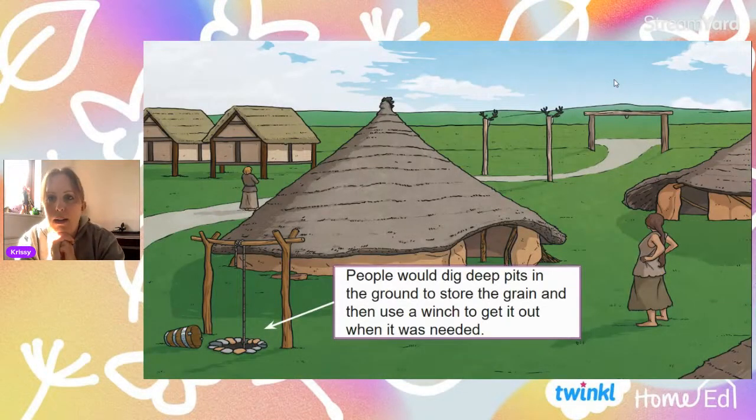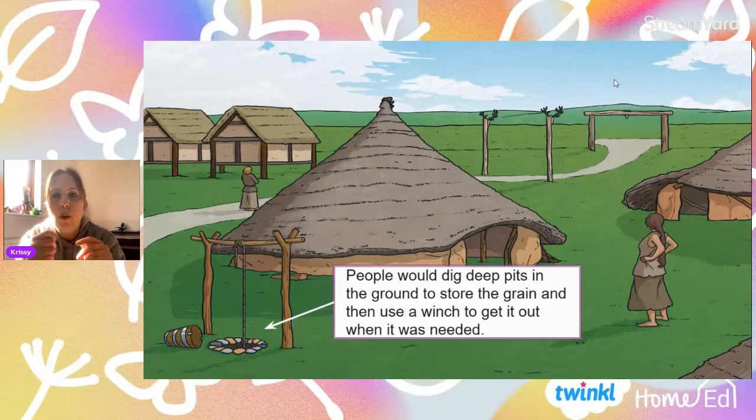And so the theory is you'd get to your bit of high ground on your settlement, and you dig a really big pit in the ground. And then once you'd grown your grain, your wheat or your barley or whatever crops you're growing, and you've harvested that grain, you would take it to this hill fort. You would have a big pit that you dug, and then you would store your grain there to keep it safe from the elements, to stop anybody stealing it.